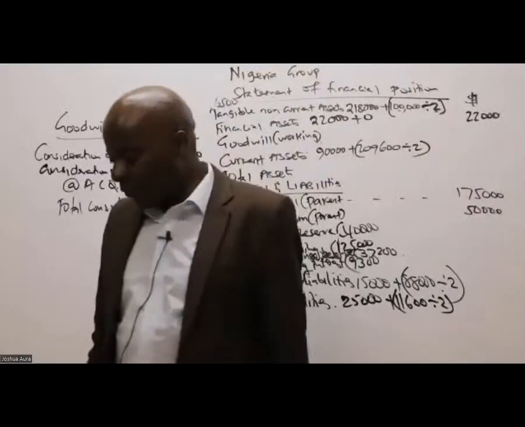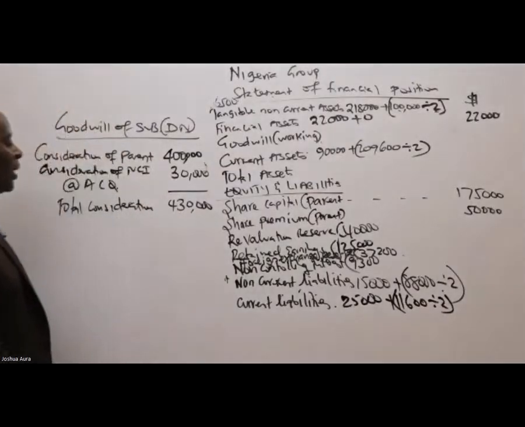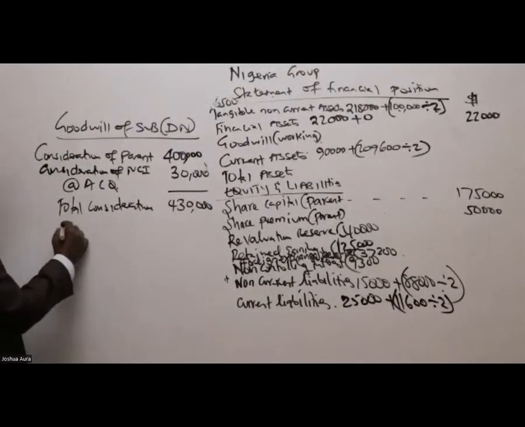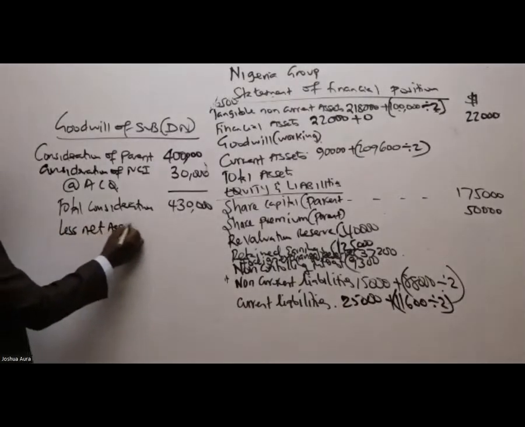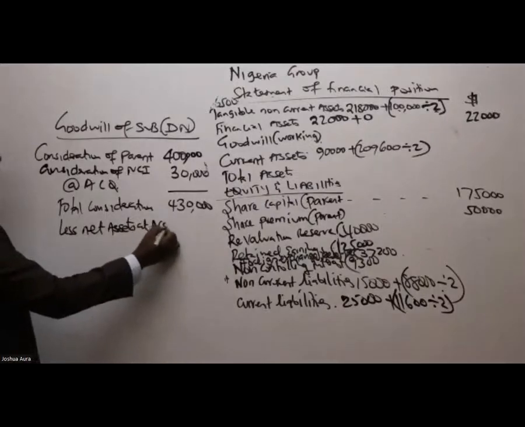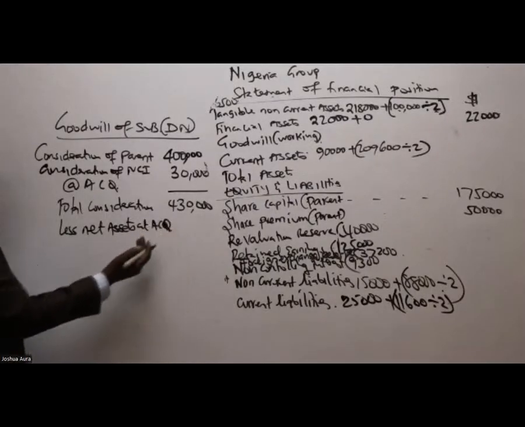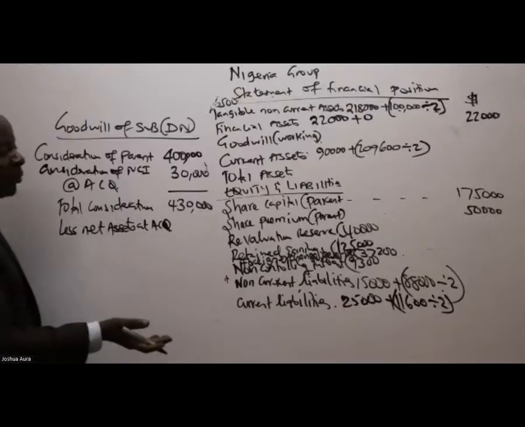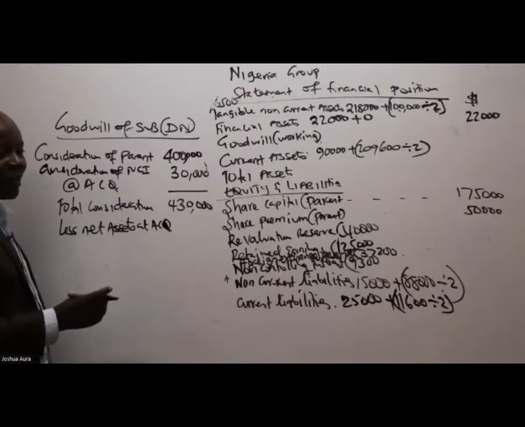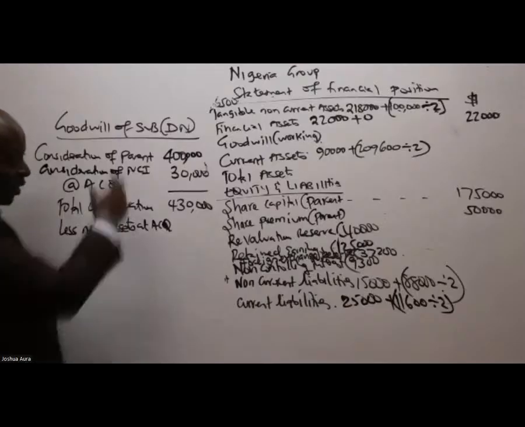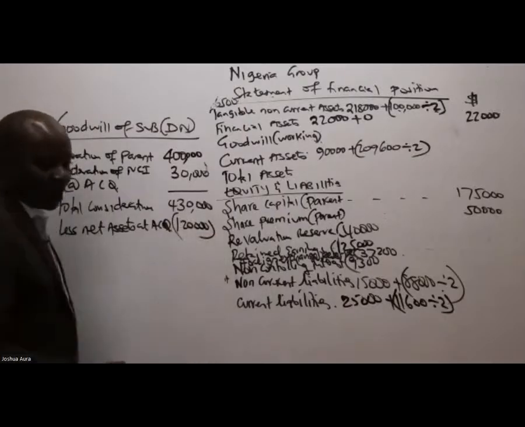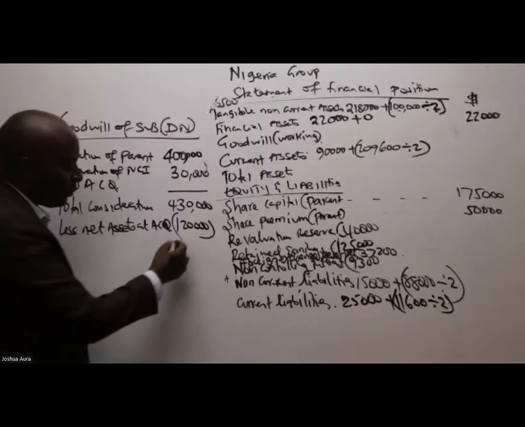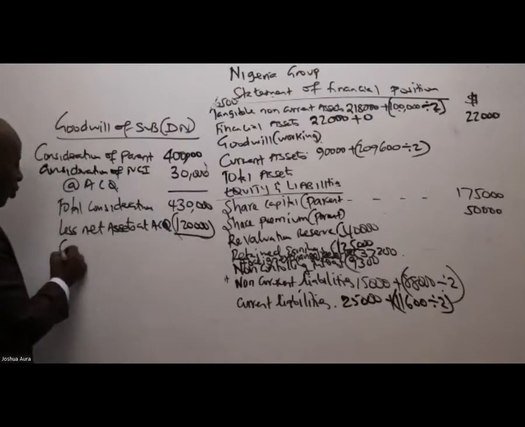Ladies and gentlemen, from there, in this case, come and give us the net assets. So less net assets at acquisition. I rubbed my figure a long time ago. Are you able to remember the net assets at acquisition? You have that table up there. Is it 120,000? 120,000. So please subtract. Whatever you'll get is called goodwill.